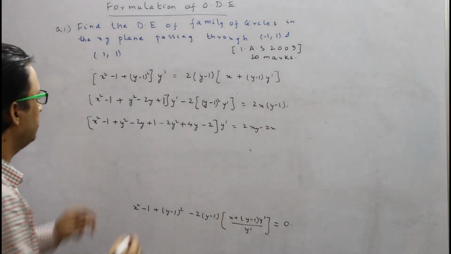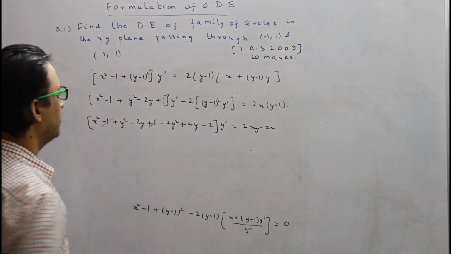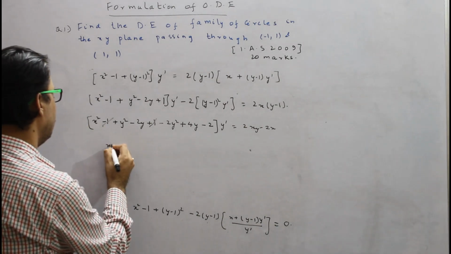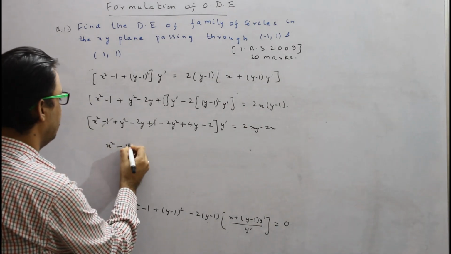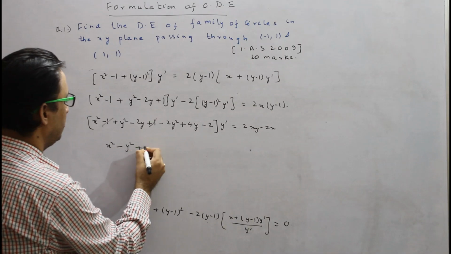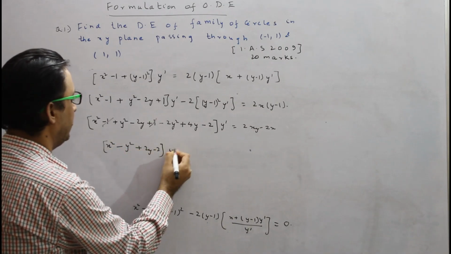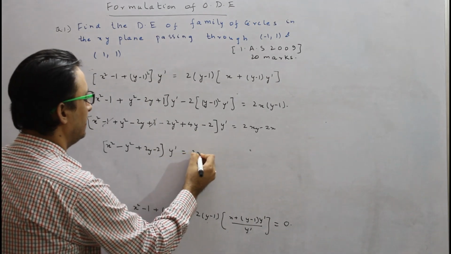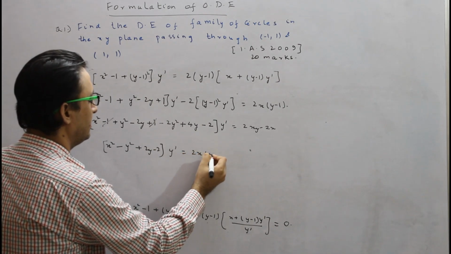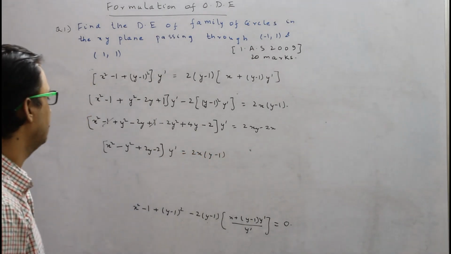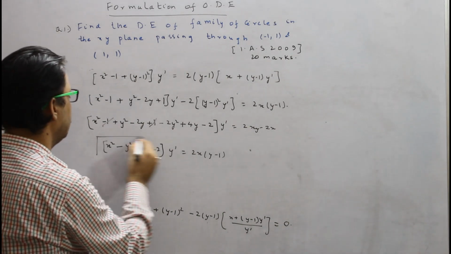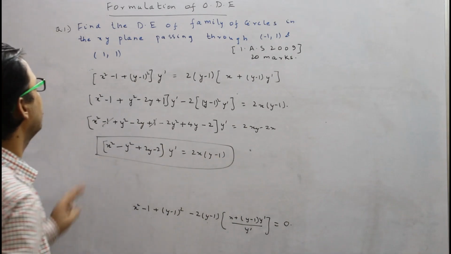So what all terms get cancelled? This gets cancelled, this gets cancelled. We are remaining with x square minus y square plus 2y minus 2 y dash is equal to, you can write it in similar fashion. So this is the differential equation.